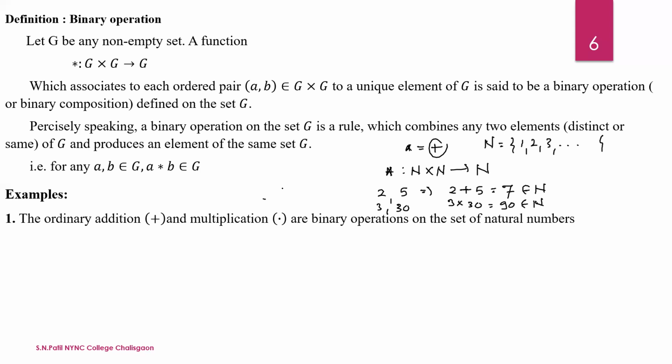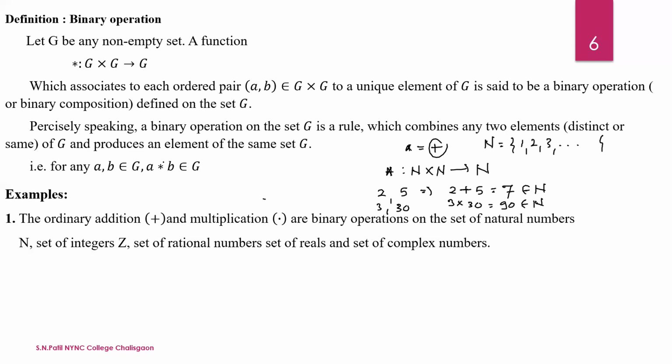Now let us take the second example. Similarly, the set of integers, set of rationals, set of reals, and set of complex numbers are all binary operations with respect to ordinary addition and multiplication.